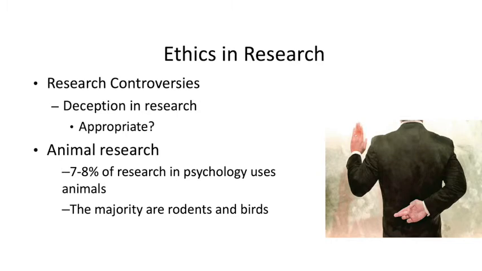Another big controversy is whether or not to use animals in research. About 7 to 8% of all research in psychology uses animals. Proponents of this say that, much like research with humans, we have ethical guidelines to guide appropriate research with animals, and the majority of animals used in psychology research are rodents and birds. And they tell you that that's really the only way to get at a number of fundamental questions that we couldn't otherwise answer if we were strictly using humans, because the consequences would be far too dire.